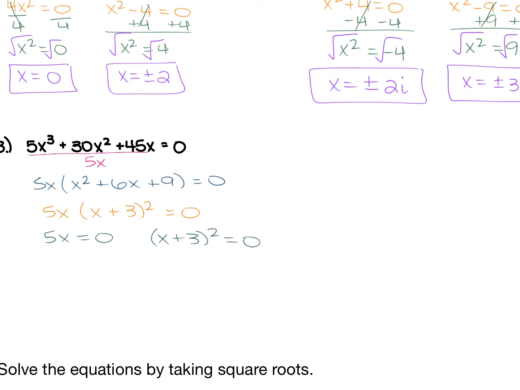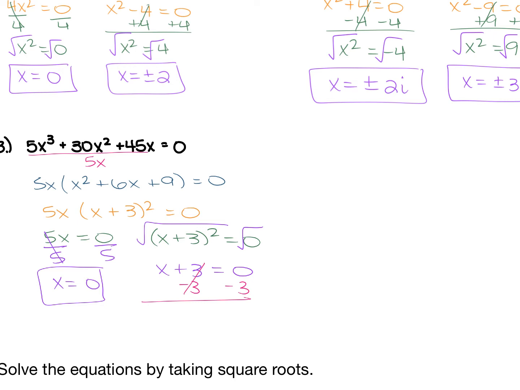For the one on the left, divide each side by the 5, and you have that x is equal to 0. For the one on the right, take the square root of both sides. You get x plus 3 is equal to 0. And then move your 3 over so that you have that x is equal to negative 3.